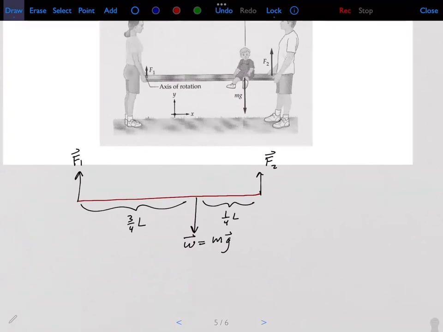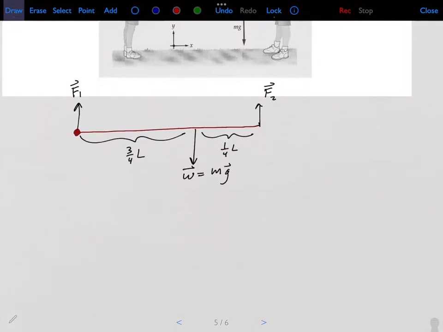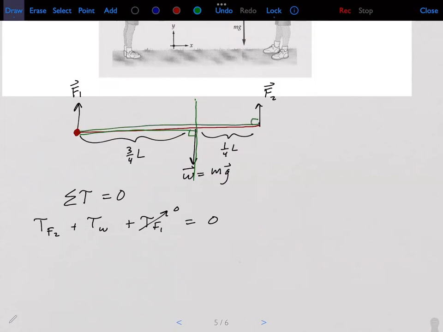Okay, so let's see. Why don't we find F2 first, and we can do that by putting the axis of rotation right at F1, so F1 doesn't appear in the torque equation. So now if I do sum of the torques about that point equals 0, I have a torque due to F2 plus a torque due to the weight plus a torque due to F1, that's got to equal 0. And we already know the torque due to F1 is going to be 0, right? There's no moment arm. These other moment arms are really easy again, because if this is the line of action, the perpendicular distance is just this horizontal distance. And then same thing for F2. It's going to be that distance.